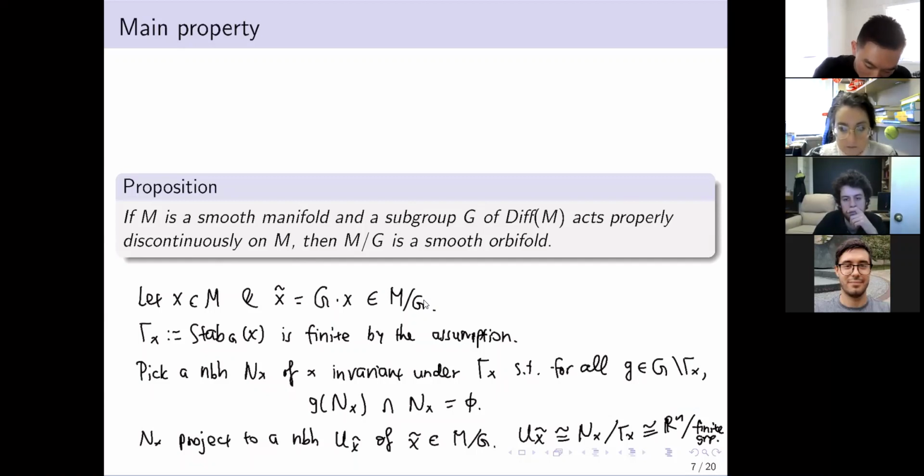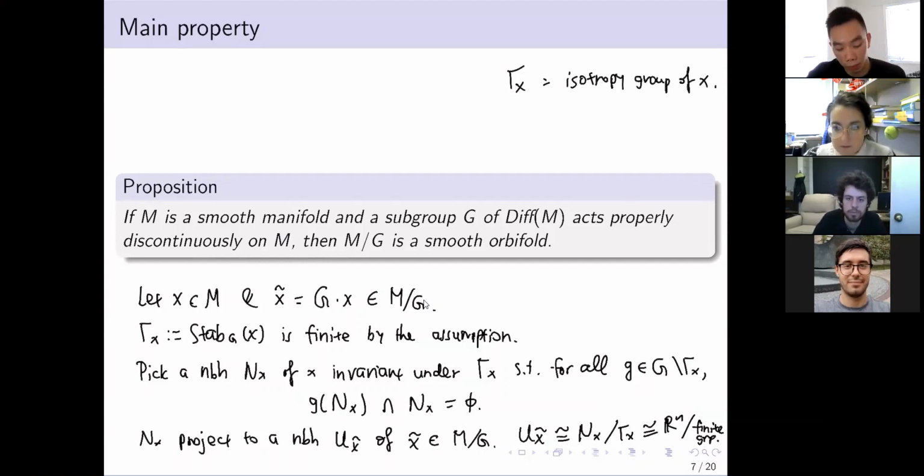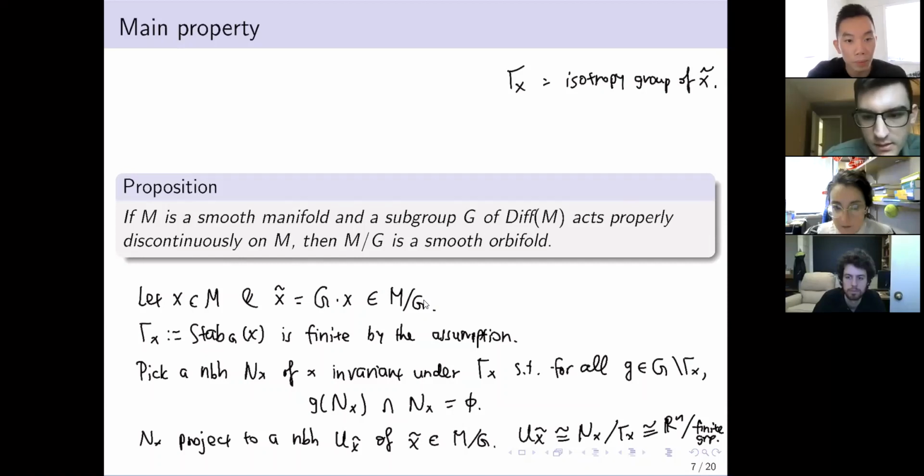One thing I can say is, these finite groups at every point, which I call Γ_x over here, in this context are going to be the stabilizer. But in general, this is what I'm going to call the isotropy group of x, or perhaps of x tilde on the quotient space.